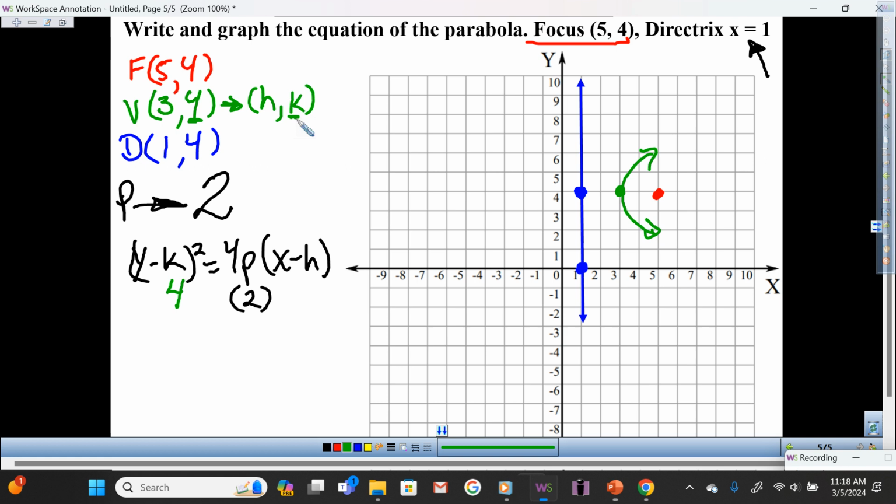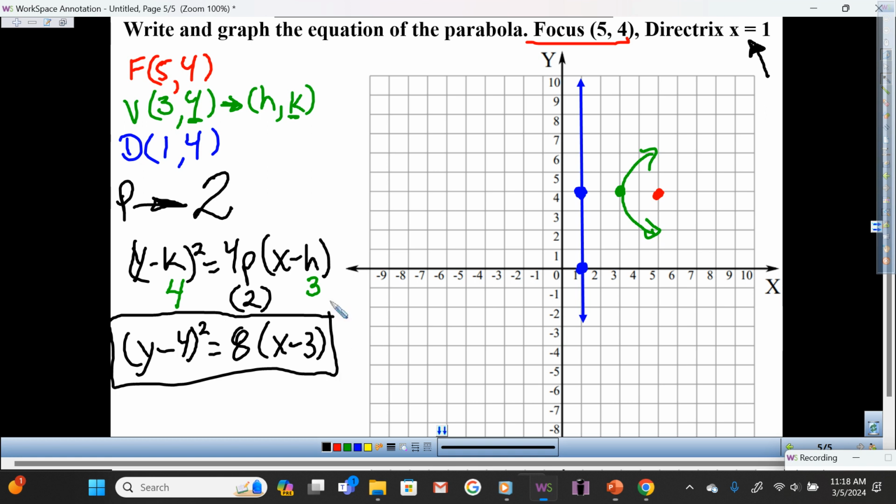We said it's the one on the right, which means H is what, Kimberly? 3. That is correct. So now that we have all our information, bring down the parentheses. Y minus 4 squared equals, here to save a step, what is 4 times 2? 8. And bring down the x minus 3, and we are done.